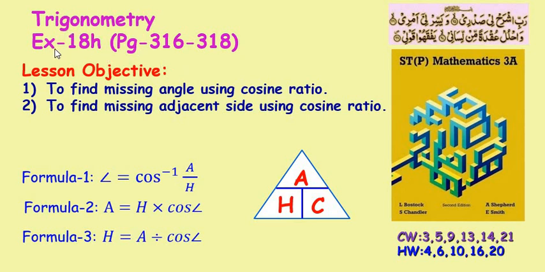Bismillahirrahmanirrahim. Trigonometry, exercise 18H. Lesson objectives are to find the missing angle. So this is our first objective, to find the missing angle using the cosine ratio, and to find the missing adjacent side using the cosine ratio. How do we decide that we have to use the cosine ratio?